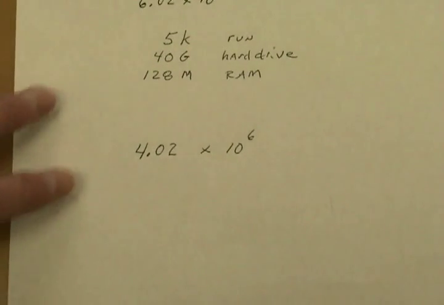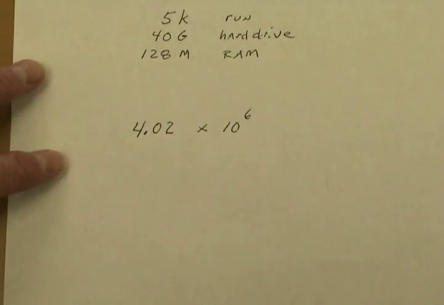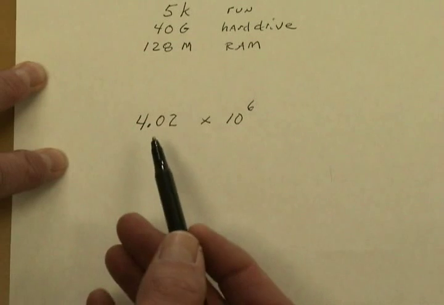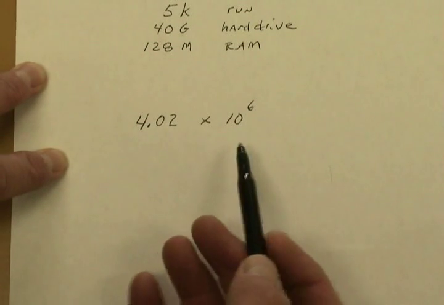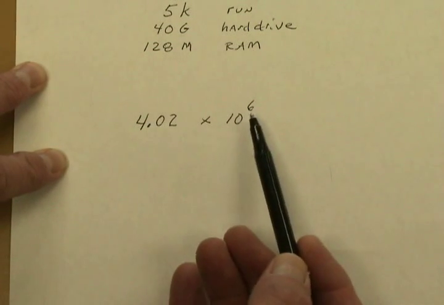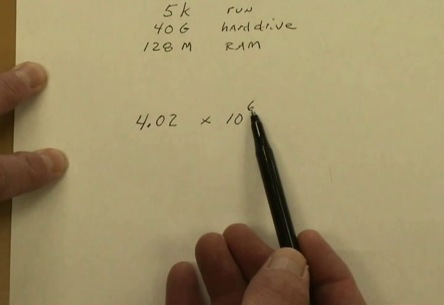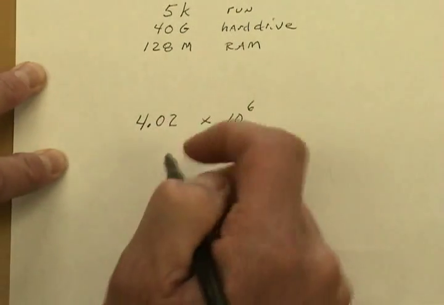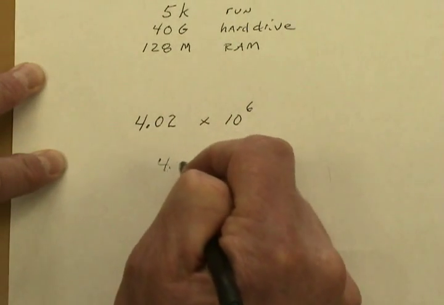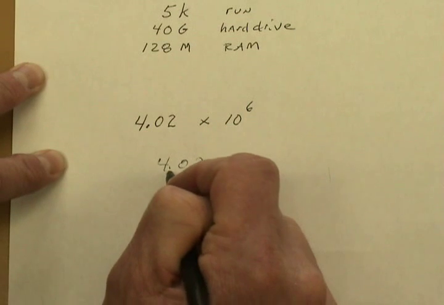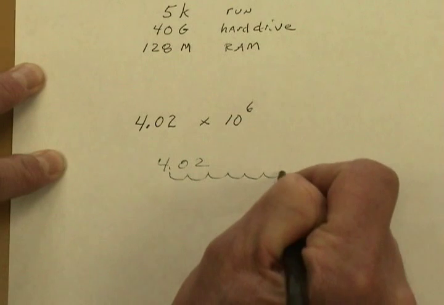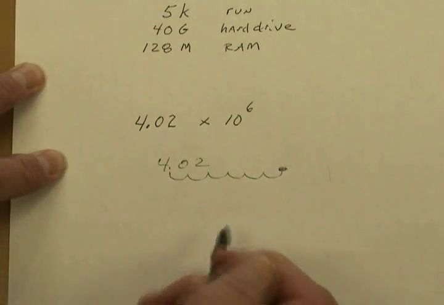Let's take a look at moving those powers of 10. This should be review. If we look at a number like 4.02 times 10 to the 6th, an easy way to do this is to take the 10 to the 6th and realize that you're moving the decimal point 6 places to the right. You may have learned this back in, hopefully, middle school. 1, 2, 3, 4, 5, 6. That's where my decimal point's going to go.